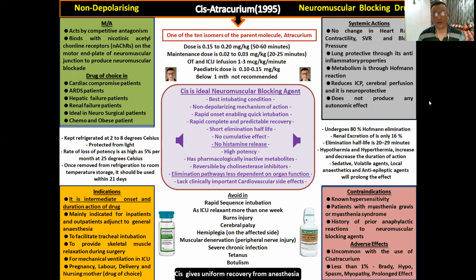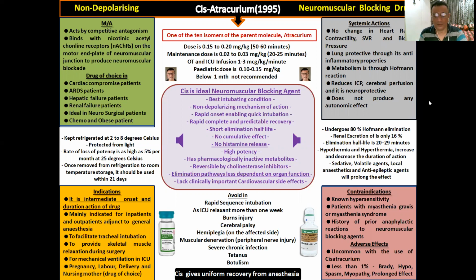Based on intubating conditions, it is a non-depolarizing muscle relaxant with rapid onset, rapid, complete and predictable recovery, and no histamine release. That is the main effect: no histamine release like other neuromuscular blocking agents. It has pharmacologically inactive metabolites, and it is metabolized through Hofmann elimination. It is longer acting than atracurium, and less likely to cause clinically important cardiovascular side effects. So cisatracurium gives uniform recovery from anesthesia.